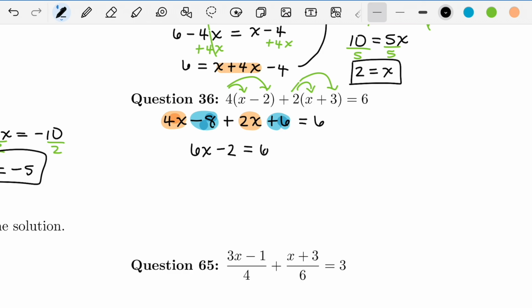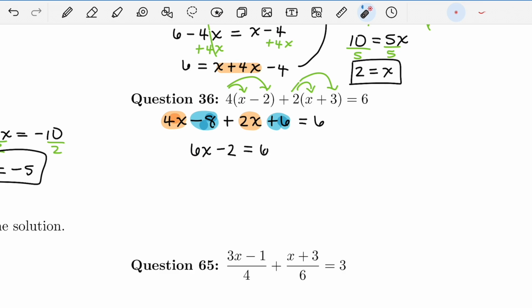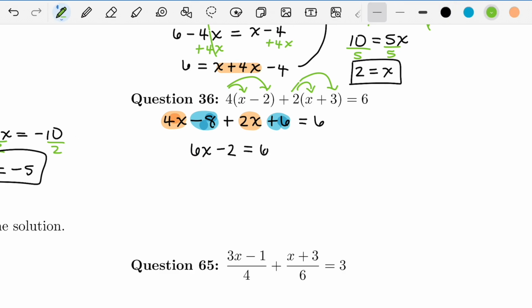Alright, now we want to solve for our variable x, so we're going to undo everything that's happening to it here. So to undo this -2, we're going to add 2 to both sides of our equation. So we have 6x is going to be equal to 8, and then to get x completely alone, we'll divide by 6 on both sides.